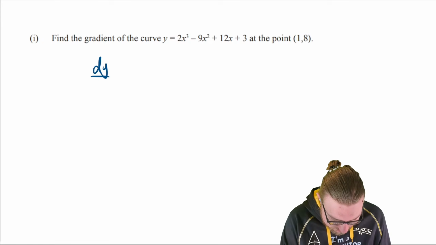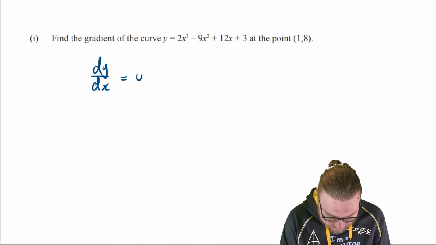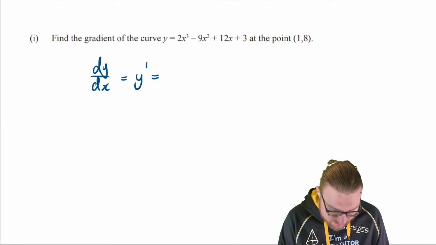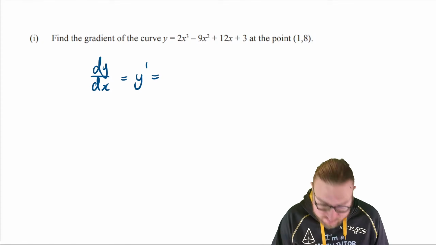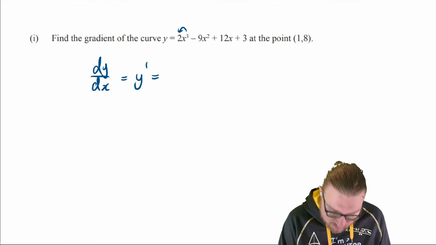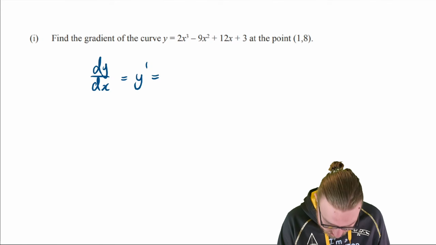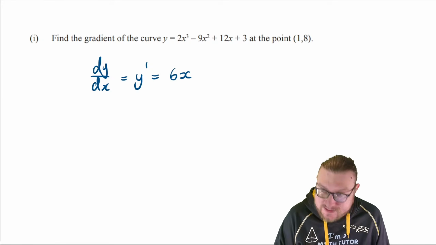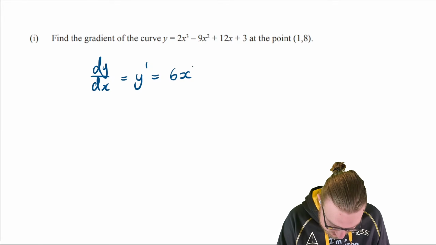So dy by dx, you can also write y prime, it doesn't matter what you write, is equal to, and then again, we're going to do the same rule. The 3 is multiplied to the front. 3 times 2 is 6. Copy the x and then reduce the power by 1, so we get 2.